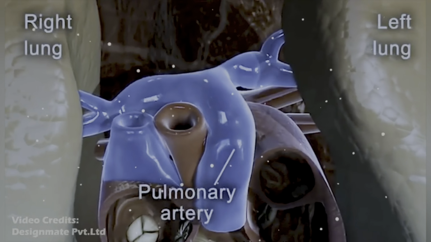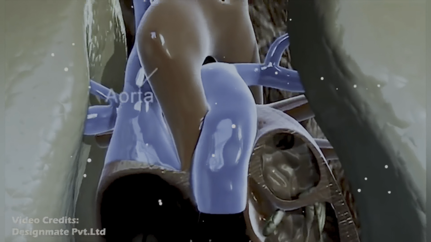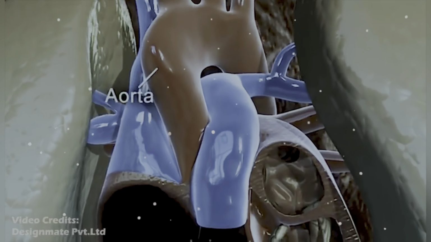In our lungs, oxygenation of blood occurs and the blood becomes oxygenated. Oxygenated blood moves towards the left atrium. When the left ventricle contracts, the oxygen-rich blood then flows from the left atrium to the left ventricle. The blood is then pumped through the main artery that supplies blood to the body, called the aorta.